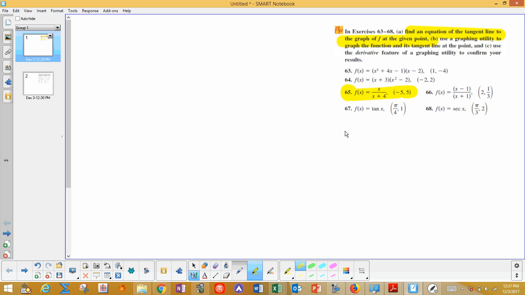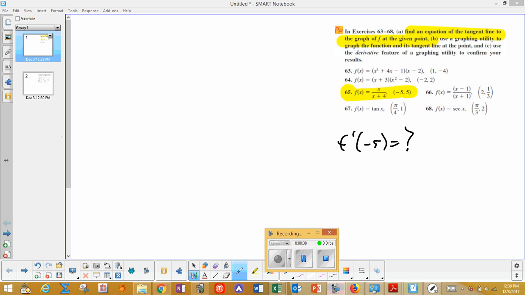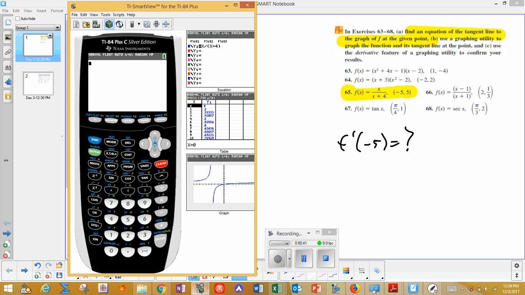What I'm looking for in number 65 is, what is f prime of negative 5? Okay, so here's how we find f prime of negative 5 on the calculator. There are a few ways to do it. I'm going to go to math, and then 8, numerical derivative, and it gives me the pieces to put in. I want d dx.